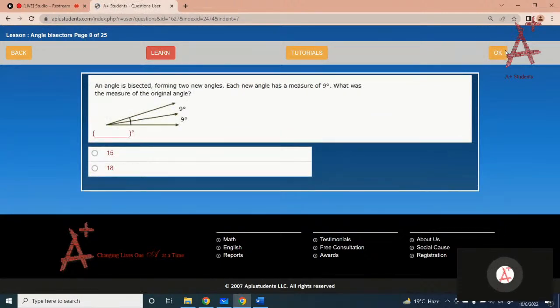An angle is bisected forming two new angles. Each new angle has a measure of 9 degrees. What was the measure of the original angle? So after the bisection, it would be 9. So originally they are 12. No, 9 times 2 is 18. It is then 18. You can see the options 15 and 18. So it would be 18. Got it?